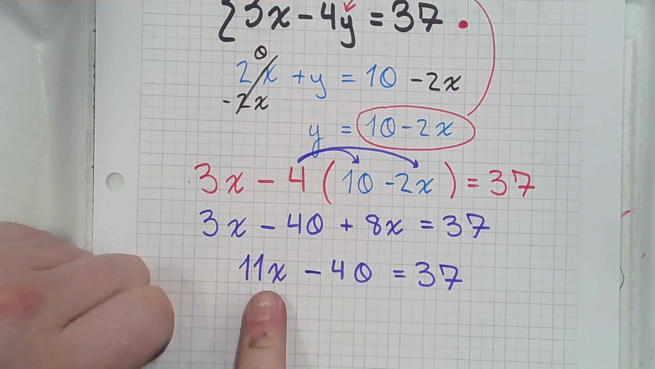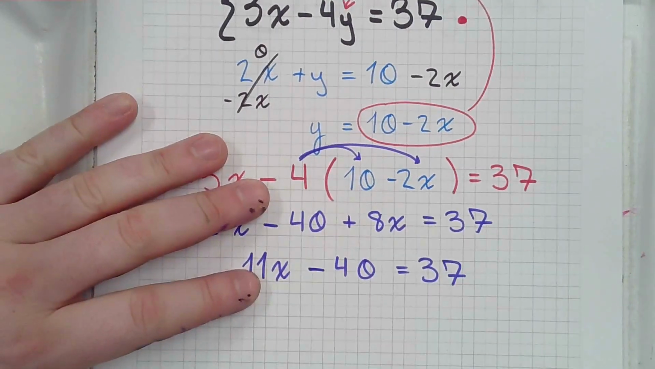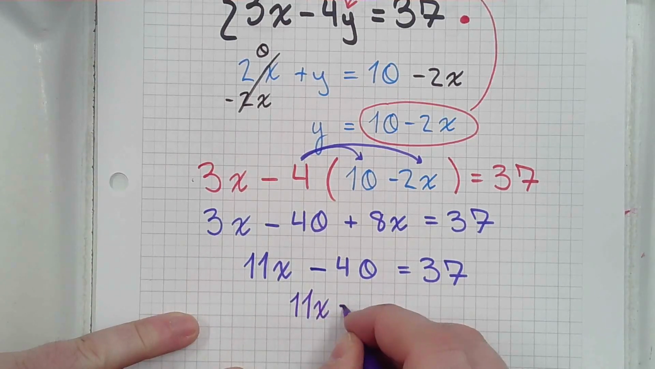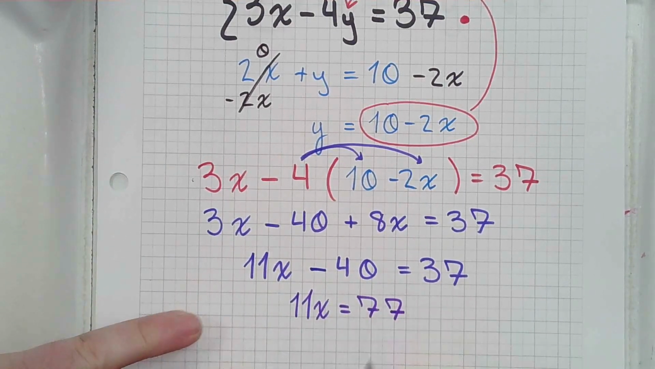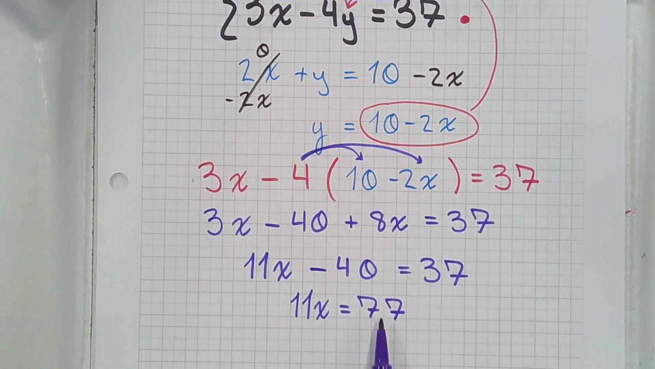So what times 11 gets 77? Well, 7. Our answer is 7. If you don't see that, hopefully you see what we just said, that this had to be 77, right? So I'm writing that down. This part has to be 77.